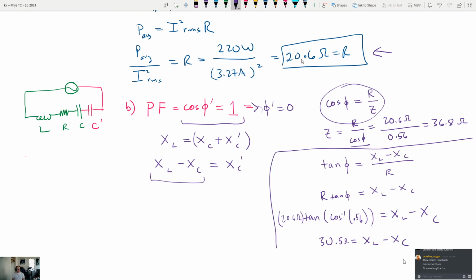So we just figured out what XL minus XC was, and from this equation over here, what I said was that phi prime is equal to zero. That's our goal. Our goal is to put another capacitor in here that's going to make cosine phi equal to one, which is automatically going to make phi prime equal to zero. And phi prime is only going to be equal to zero if XL is equal to XC plus XC prime, the two that we've added inside of here. So we get XL minus XC is equal to XC prime, and now we can actually find the capacitance because this is 1 over our angular frequency multiplied by C prime. Our goal is to find C prime. So C prime is going to be 1 over omega times XL minus XC.